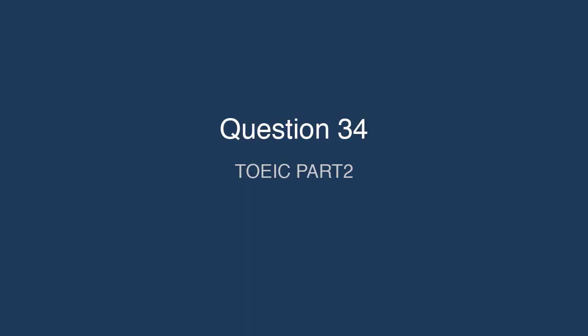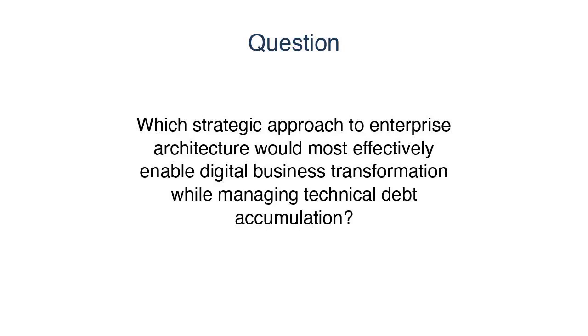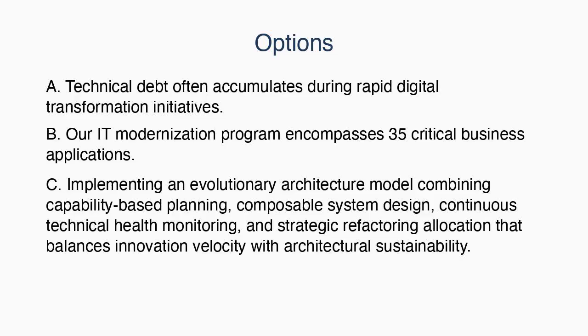Question 34. Which strategic approach to enterprise architecture would most effectively enable digital business transformation while managing technical debt accumulation? Here are your options. A. Technical debt often accumulates during rapid digital transformation initiatives. B. Our IT modernization program encompasses 35 critical business applications. C. Implementing an evolutionary architecture model combining capability-based planning, composable system design, continuous technical health monitoring, and strategic refactoring allocation that balances innovation velocity with architectural sustainability.